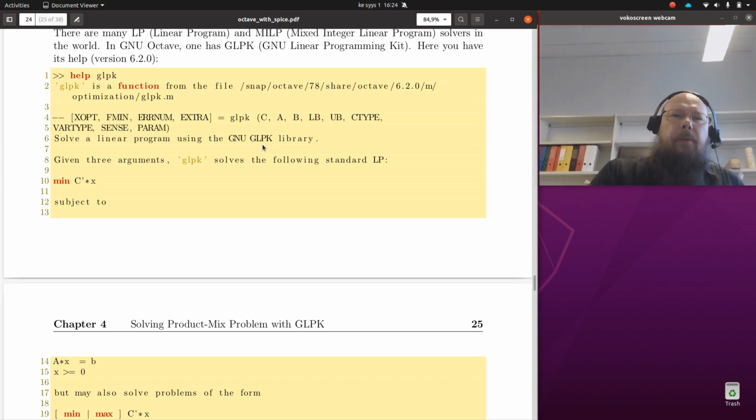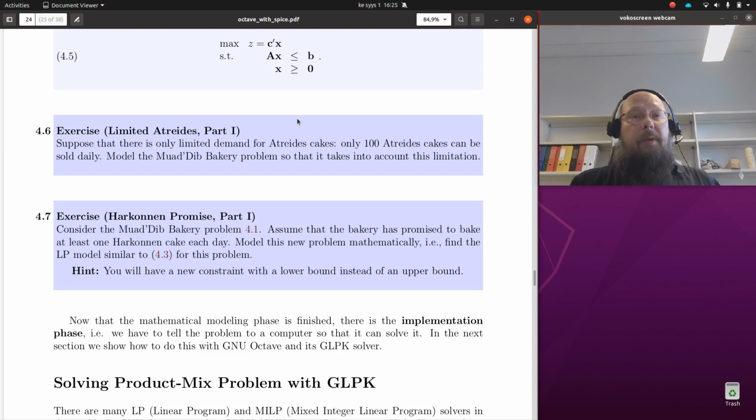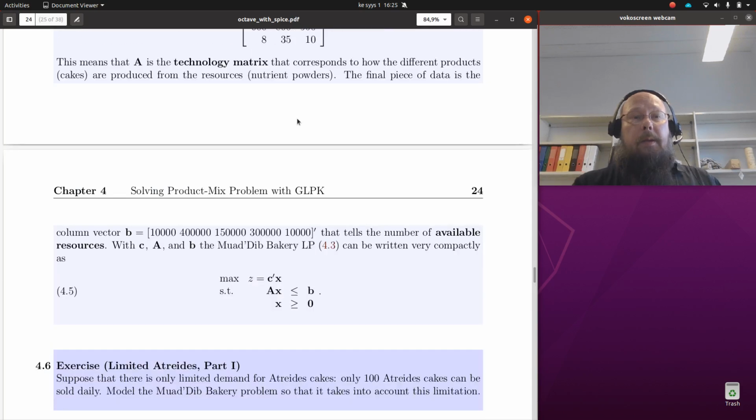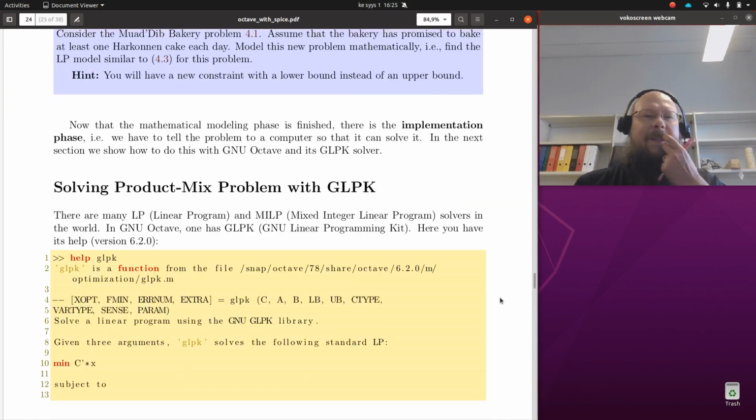Okay, so let's see. If I only give 3 arguments, this somehow corresponds to what, maybe this is what we should do. So C, A, and B here. Okay, they are all capitalized here, which I find extremely annoying, but that's the way they do it. So we had small c, big A, and small b. This was precisely as our problem was described in this 4.5. So C, A, and B defines everything. Maybe we could use this, only giving C, A, and B and forgetting the rest.